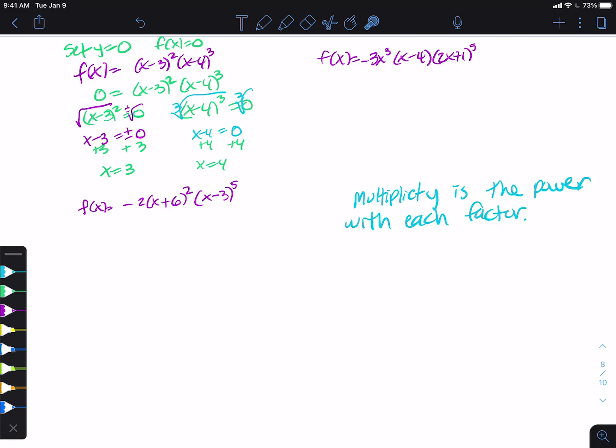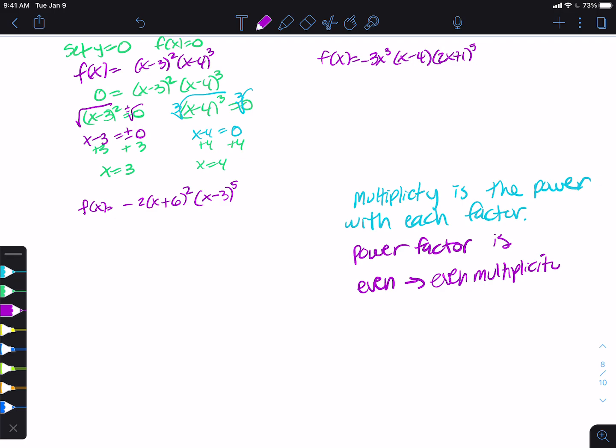Multiplicity, because it's multiple times. This is 2 times, this is 3 times. That's what squared means, that you're multiplying it by itself twice. Cubed means multiplying it by itself 3 times, so it's happening multiple times, so that's why we refer to it as multiplicity. So if the power of a factor is even, that's an even multiplicity.